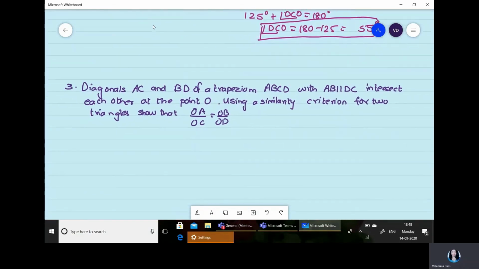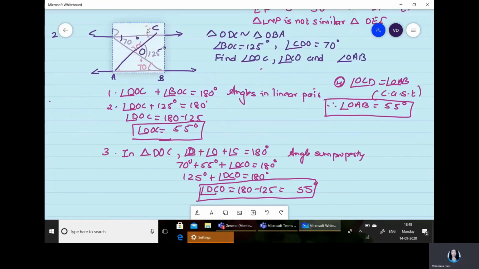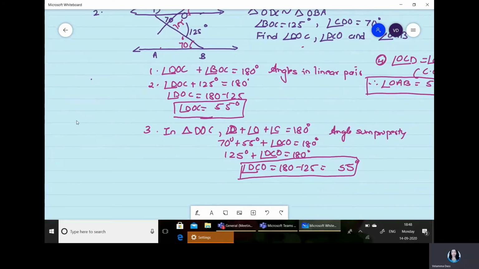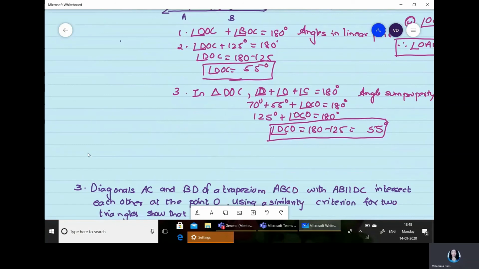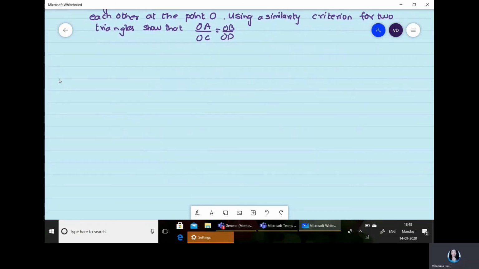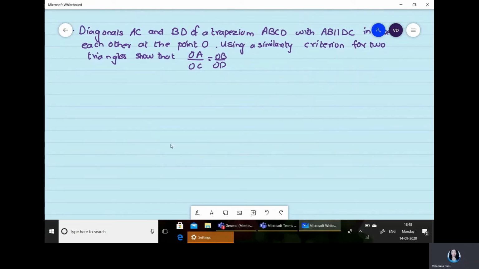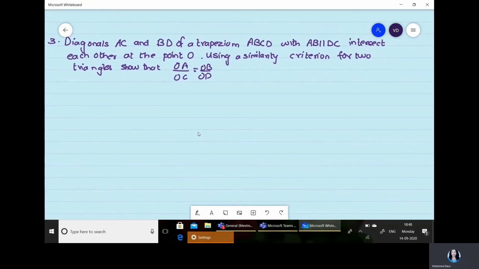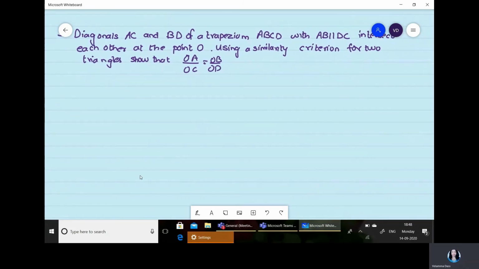Coming to the next problem, question 3. Diagonals AC and BD of a trapezium ABCD with AB parallel to DC intersect each other at point O. Using a similarity criterion for two triangles, show that OA upon OC is equal to OB upon OD.